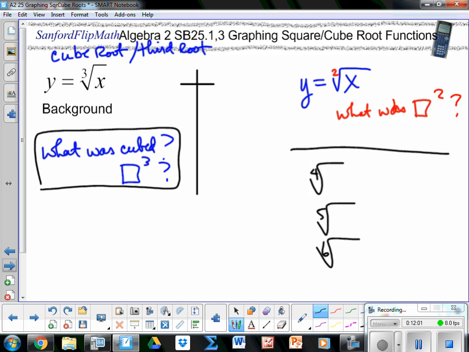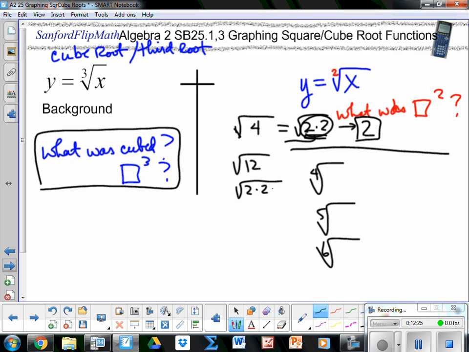Okay, what was cubed? And just like when we do square root, you know, we do things like the square root of 4, well, it's the square root of 2 times 2. So here's that squaring. And the idea is couples get to go out, is the way I kind of teach this. So when you do the square root of 2 times 2, it just becomes 2. Or if you're doing the square root of 12, this is the square root of 2 times 2 times 3. Again, couples get to go out.